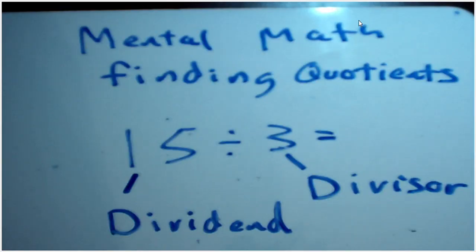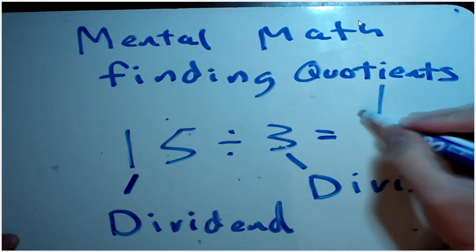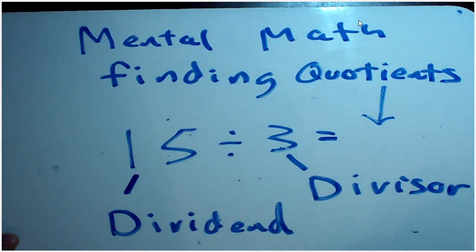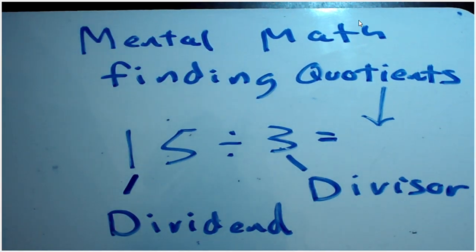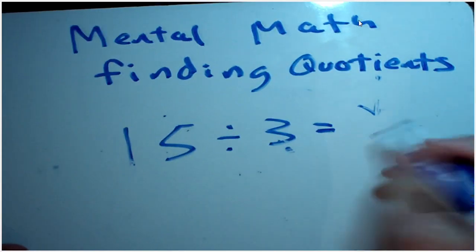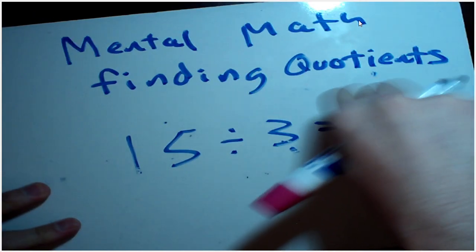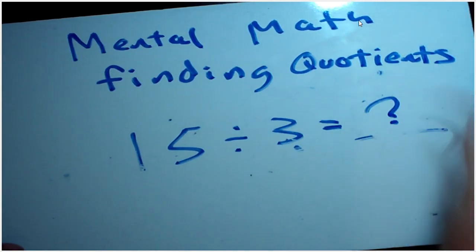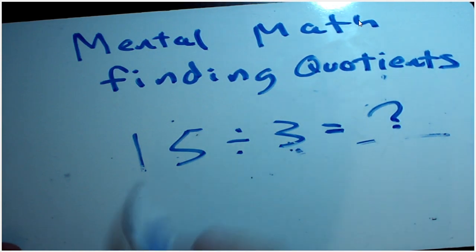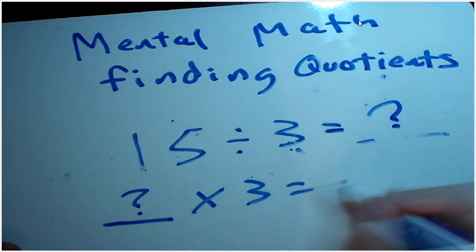It's the inverse operation. And the answer is the quotient. So 15 divided by 3, just a quick review. A strategy to solve that with mental math would be to use those inverse operations. So ask yourself, I'm going to put a question mark instead of a variable, a number times 3 equals 15.